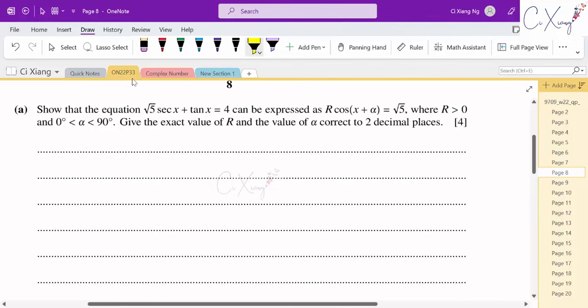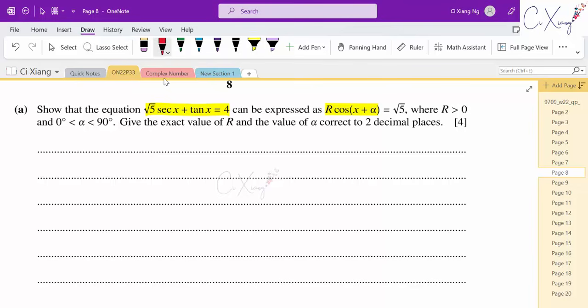Question number 7. They want us to show that this particular equation can be expressed as this one. Before we can express it as R cos(x + alpha), we have to ensure that all our terms in the equation can be changed into sine and cos. So we have to rephrase our original equation first so that we can further simplify it into this pattern. Let's start. We have square root 5 secant x plus tangent x equals 4.